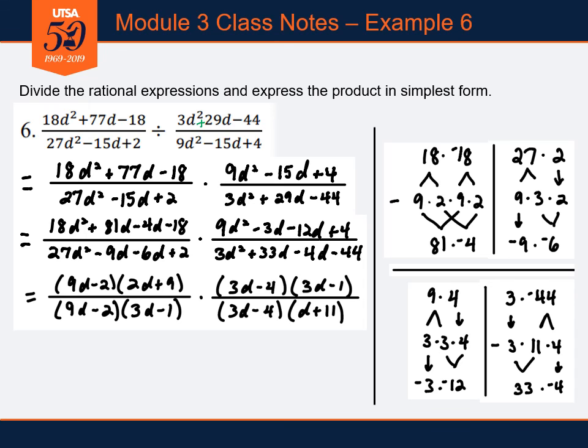So finish factoring by grouping there. And then we see what factors will cancel. And we find 9d minus 2 in both the numerator and denominator. We find 3d minus 4 in both the numerator and the denominator. We find 3d minus 1 in both the numerator and the denominator, so that 2d plus 9 over d plus 11 is the simplified form of this result.